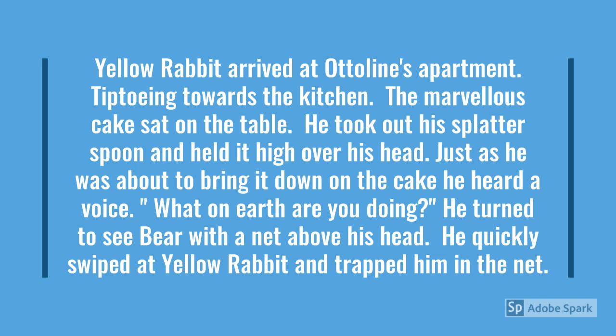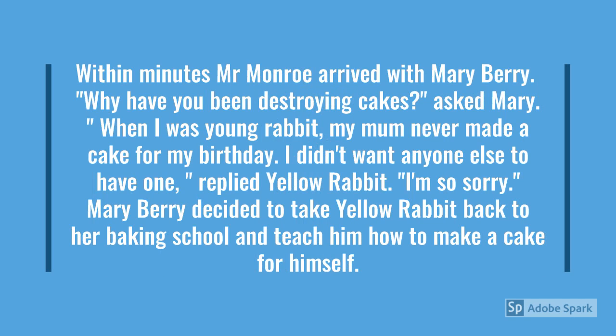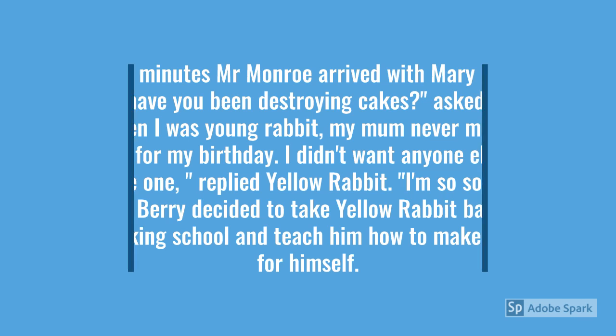"What on earth are you doing?" He turned to see Bear with a net above his head. He quickly swiped at Yellow Rabbit and trapped him in the net. Within minutes, Mr. Monroe arrived with Mary Berry. "Why have you been destroying cakes?" asked Mary. "When I was a young rabbit, my mum never made a cake for my birthday. I didn't want anyone else to have one," replied Yellow Rabbit. "I'm so sorry." Mary Berry decided to take Yellow Rabbit back to her baking school and teach him how to make a cake for himself.